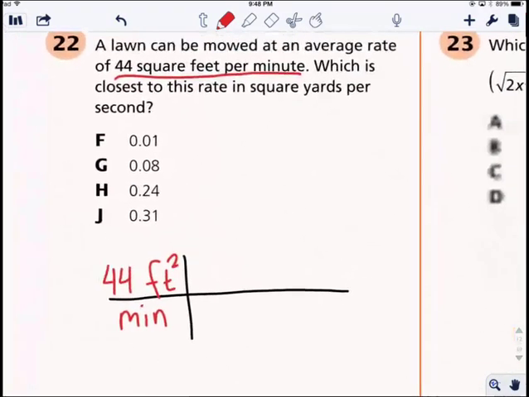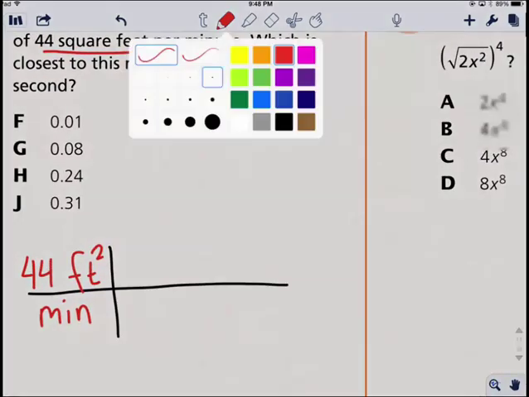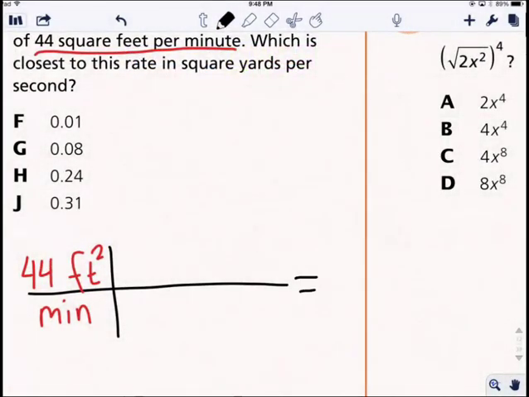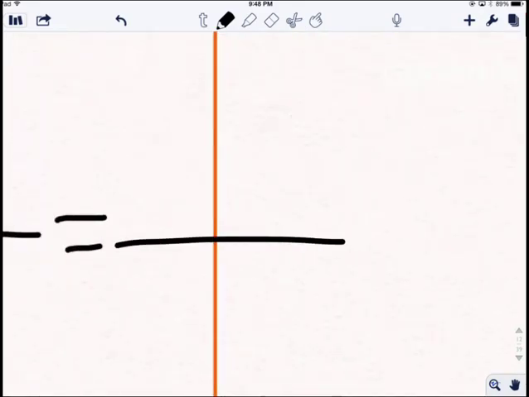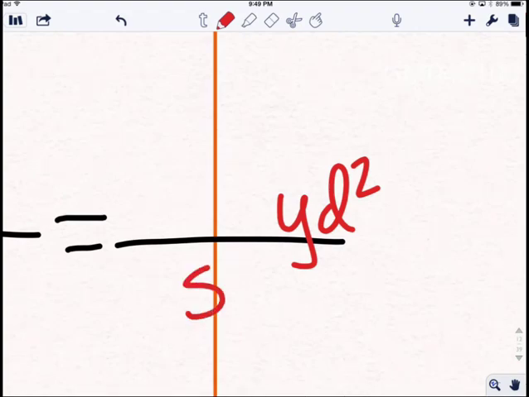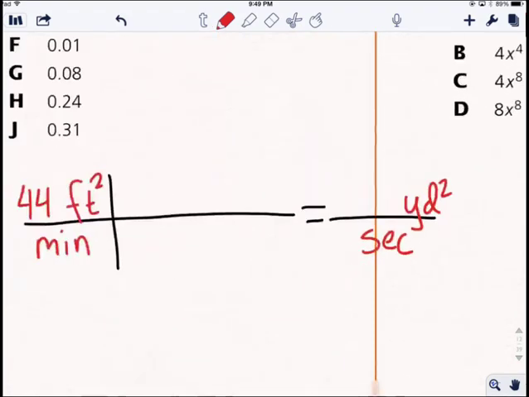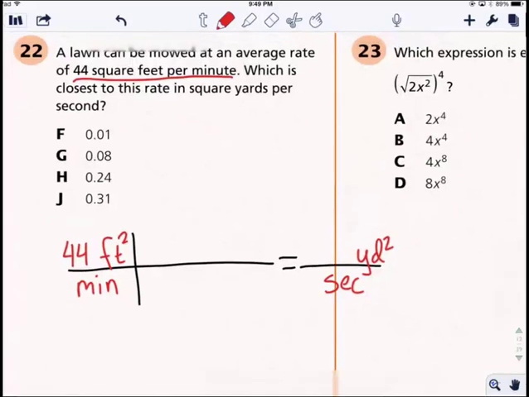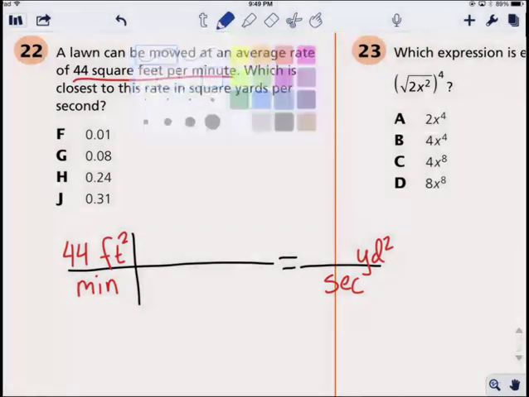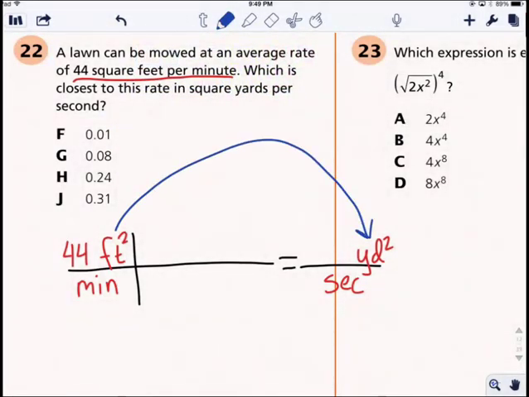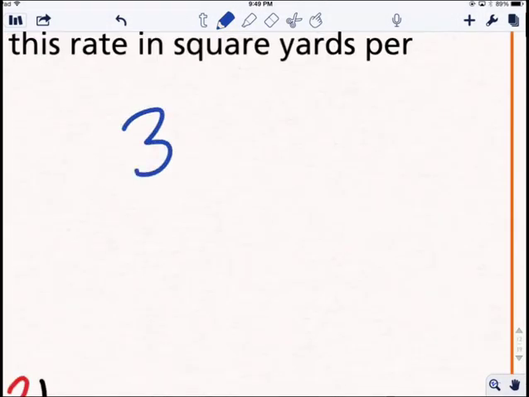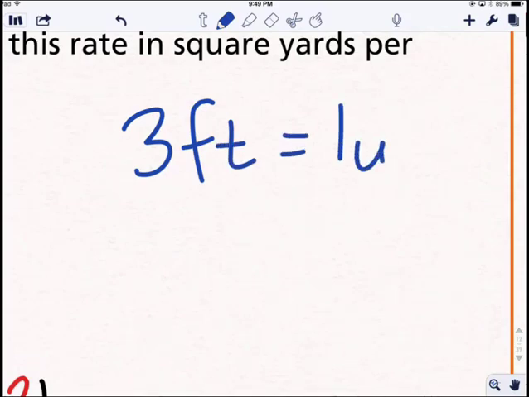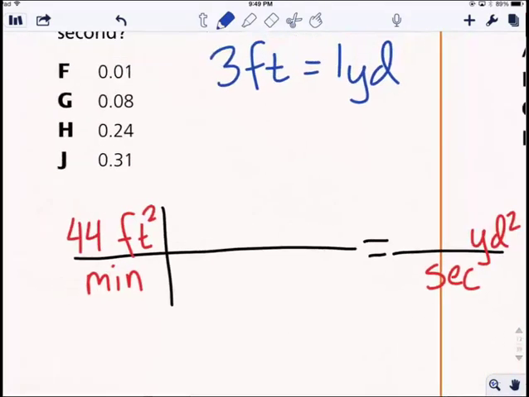Okay? Now we want to convert to square yards, so yard squared per second. Okay? Now, how in the world are we going to do this? Well, we need to recall a conversion factor that is going to help us go from feet to yards. Well, 3 feet is 1 yard. I hope that you can pull that out of your brain pretty easily. So, how do we plug that into train tracks?